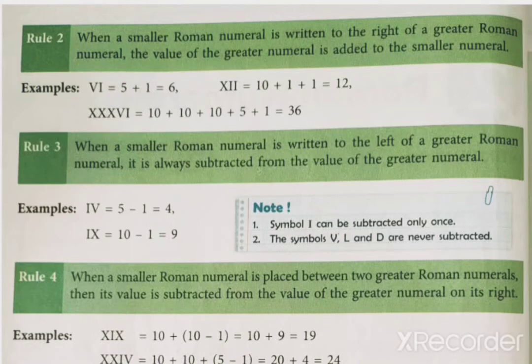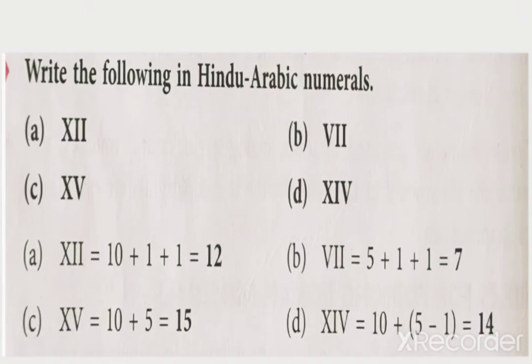So there are some questions: write the following in Hindu-Arabic numerals. The Roman numerals are given, we have to write them in Hindu-Arabic numerals. The first one is XII. X is 10, I is 1, I is 1. So 10 plus 1 plus 1 becomes 12. VII: V is 5, I is 1, I is 1. So when we add, we get 7. So VII is 7. XV: X is 10, V is 5. So 10 plus 5, 15.